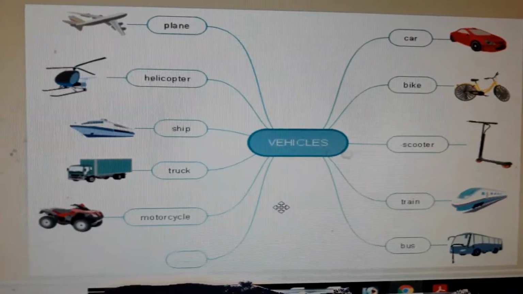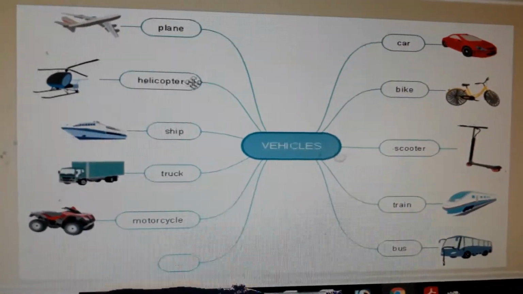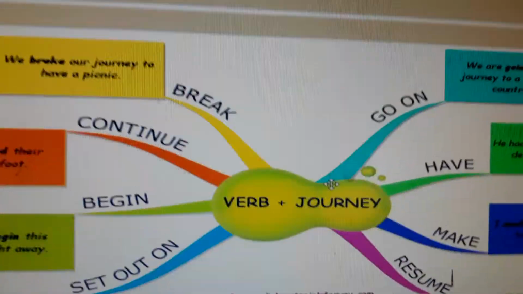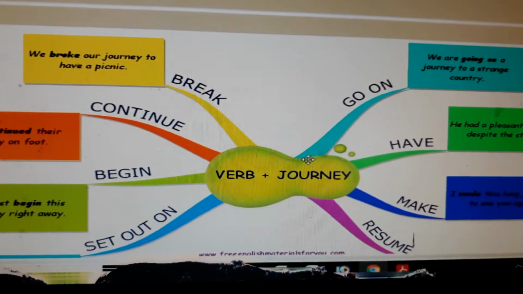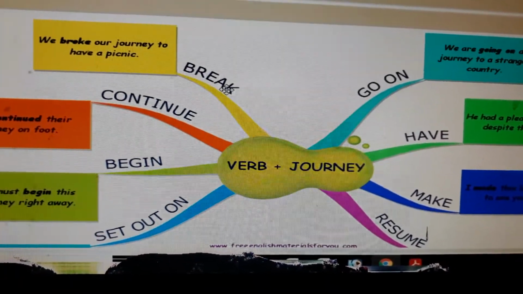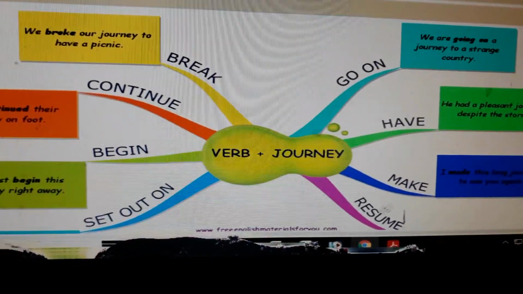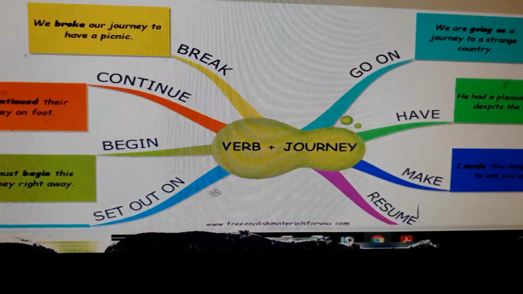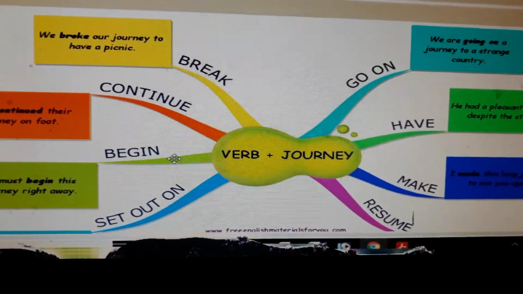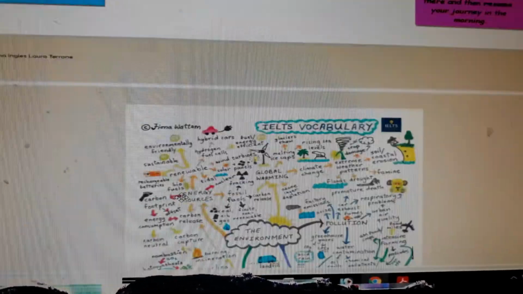This other mind map focuses on vocabulary. Vehicles, right? So we have the names for different vehicles. This other mind map has to do with verbs related to journey. So you break a journey, you go on a journey, you have a good journey, you make your journey, resume, which is to restart, set out, etc. You're not supposed to learn this vocabulary, right? These mind maps are only an illustration.